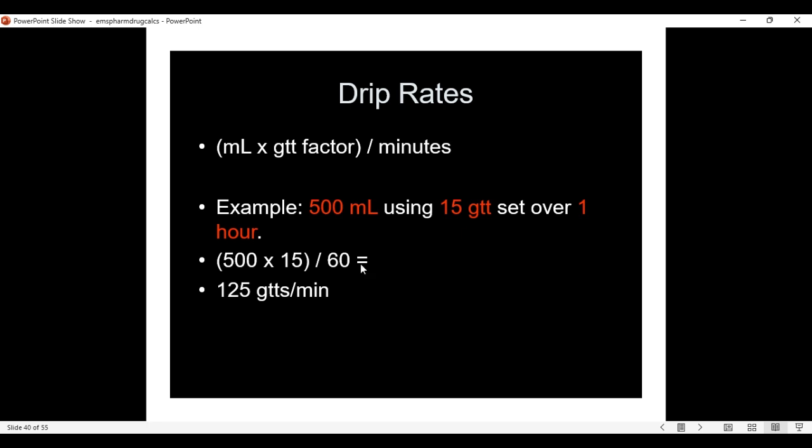So to figure drip rates, we're going to figure the ml times the drip factor, divided by the minutes. Example, 500 ml using 15 drops over 1 hour. We take 500 times 15 and divide that by 60. That'll give us 125 drops a minute.